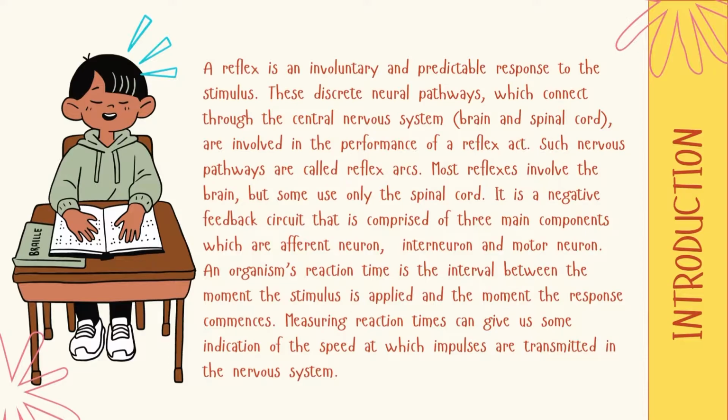It is a negative feedback circuit that comprises three main components, which are the afferent neuron, interneuron, and motor neuron. An organism's reaction time is the interval between the moment the stimulus is applied and the moment the response commences. Measuring reaction times can give us some indication of the speed at which impulses are transmitted in the nervous system.